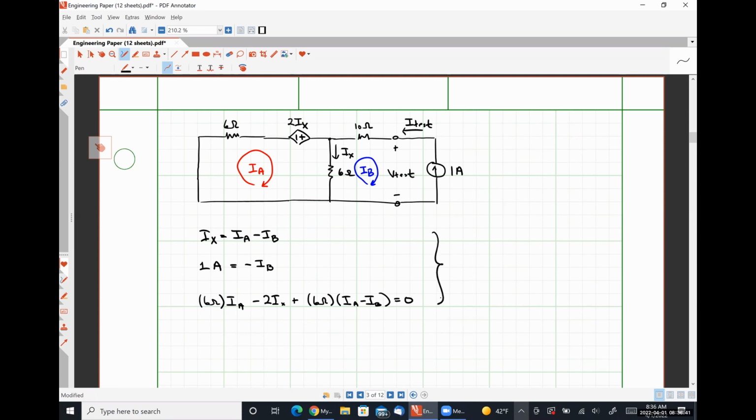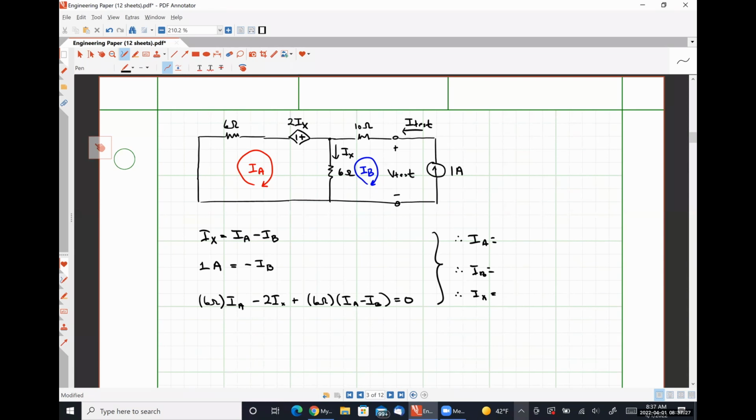We have 3 equations and 3 unknowns, so I'm going to solve for IA, IB, and IX. So in my first equation, my coefficient for IA is 1, my coefficient for IB is -1, and my coefficient for IX is -1. Constant term is 0. In my second equation, I have 0 IA, -1 IB, 0 IX is equal to 1 amp. Yes, I am that lazy to put that in as an equation in my calculator.